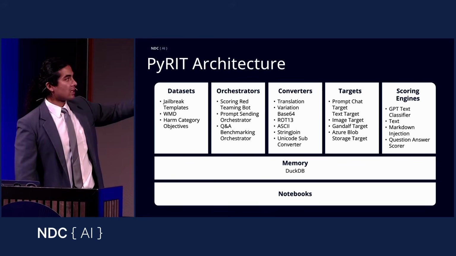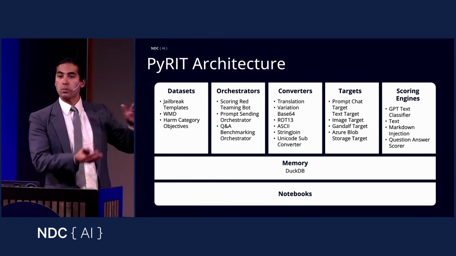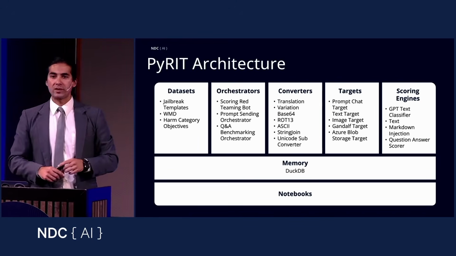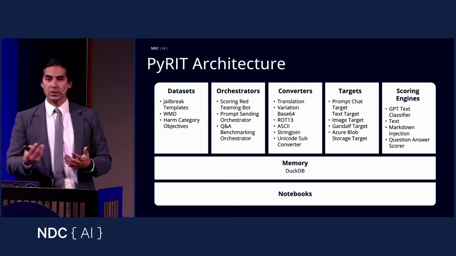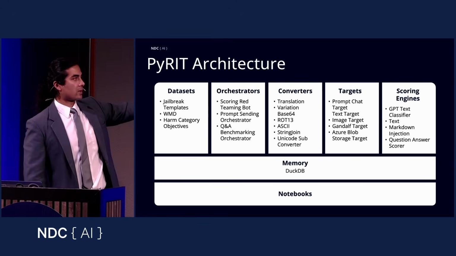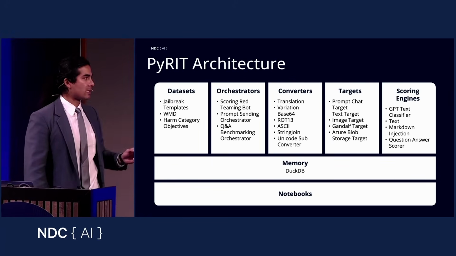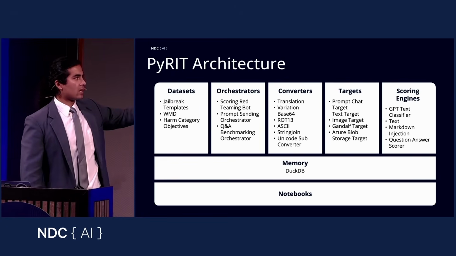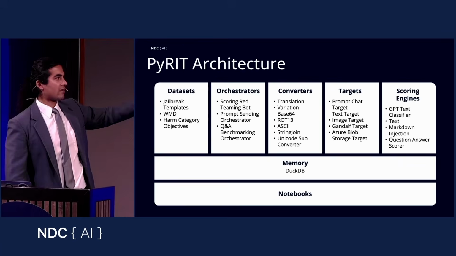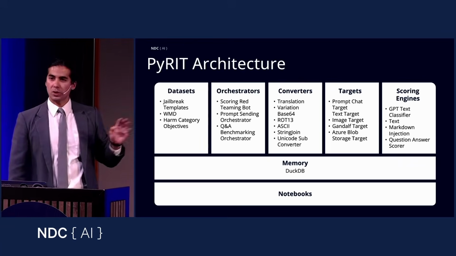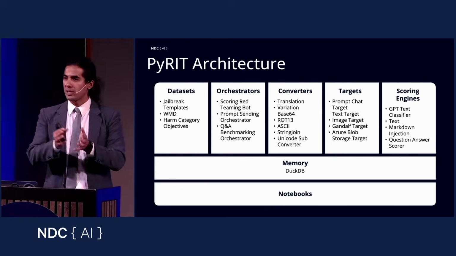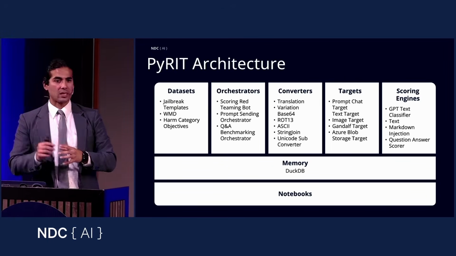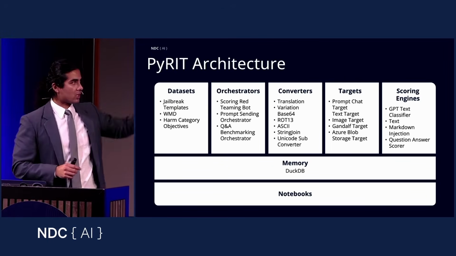With datasets, these are effectively prompts that you can start to reuse to have more coverage in terms of the different concepts or harms that you're trying to elicit. Like I mentioned, we have jailbreak templates. There are different harmful category objectives. We have the weapons of mass destruction proxy datasets. So again, very specific datasets to test different areas of knowledge.